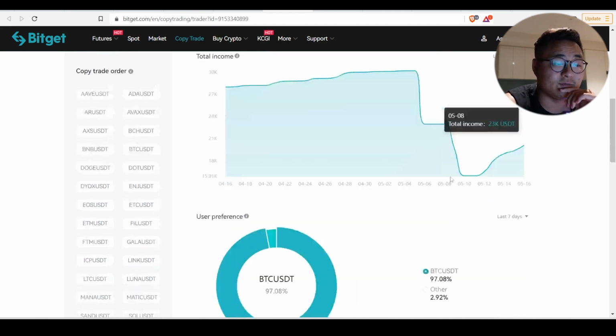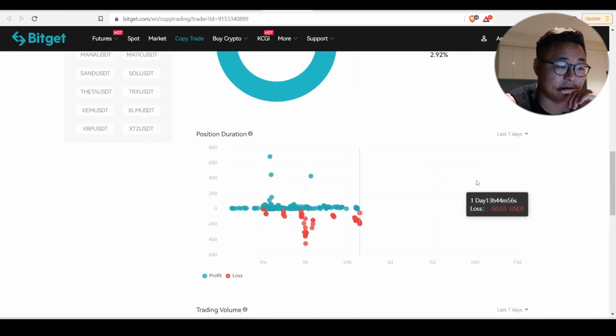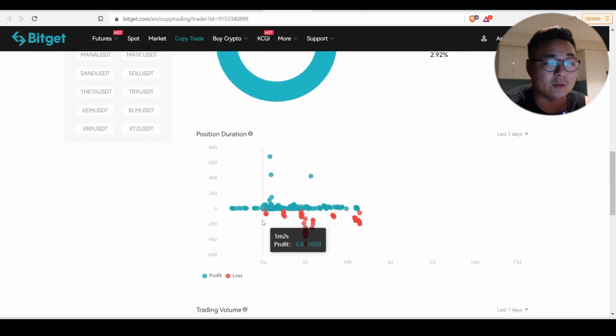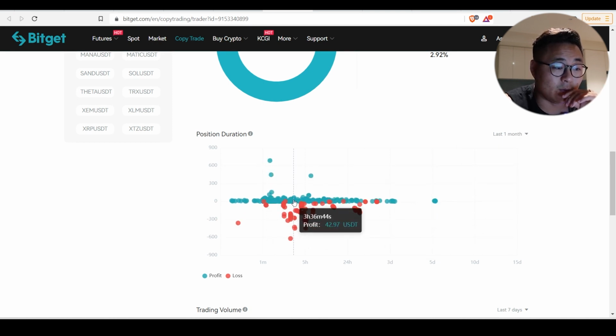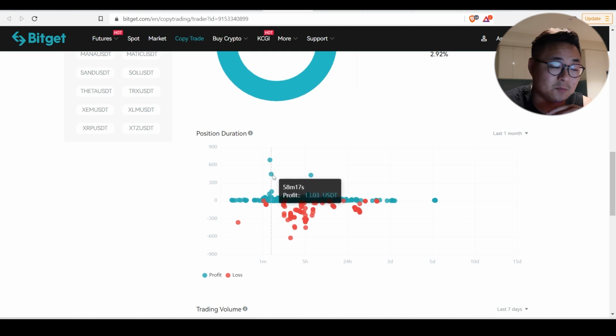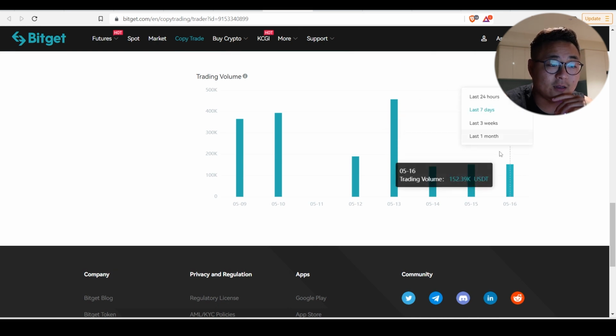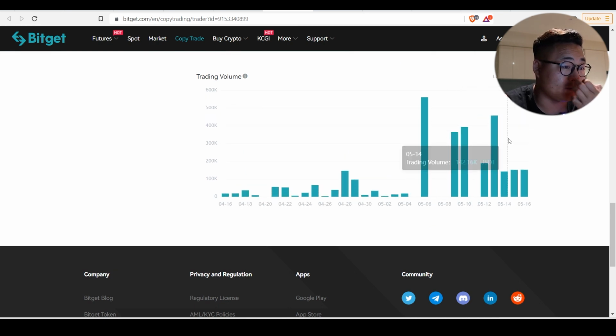In fact, this guy has a very, very large account, predominantly BTC USDT. He has some losses, but the point is that he has more wins than losses, which is a good thing. And that's what we want to see. And we actually see some larger profits here as well. That's because his trade sizes, his margin sizes are a lot larger. If you're feeling a little bit aggressive, an account like this wouldn't be such a bad one to follow.